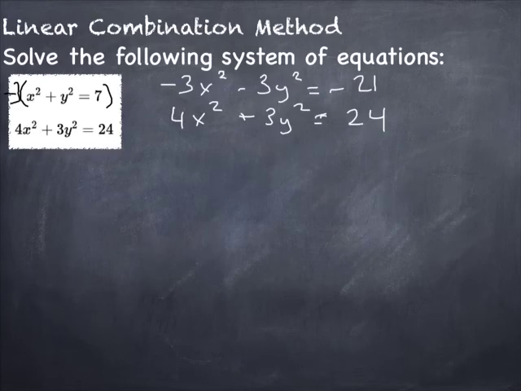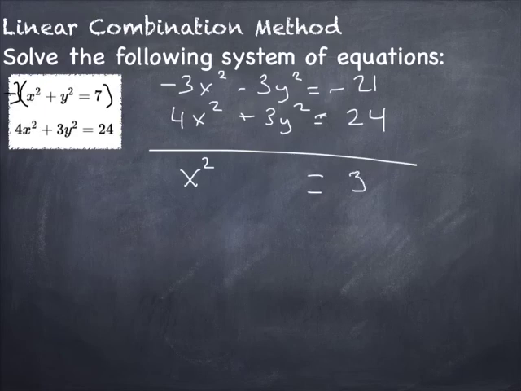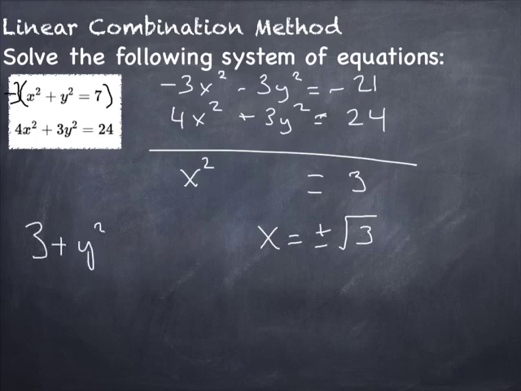Now we can add these two equations together. So we get negative 3x squared plus 4x squared is x squared. The 3y squareds cancel out, and negative 21 plus 24 is 3. So x equals positive and negative square root of 3. And we could take that x squared and plug it back into one of the original equations. In this case, x squared plus y squared equals 7. So 3 plus y squared equals 7. Y squared equals 4. So y is positive and negative 2.